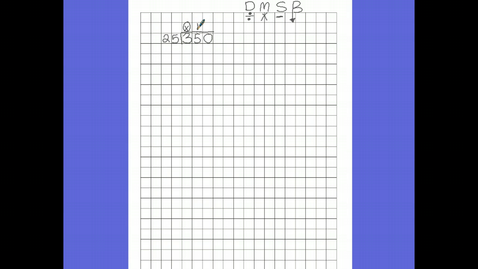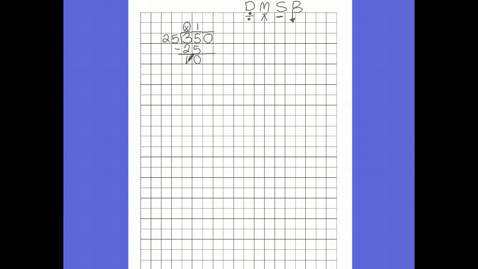That's the divide step. Now I'm going to multiply. 1 times 5 is 5. 1 times 2 is 2. There's my multiplication step. The next step is subtraction. So I'm going to subtract. 5 minus 5 is 0. 3 minus 2 is 1.